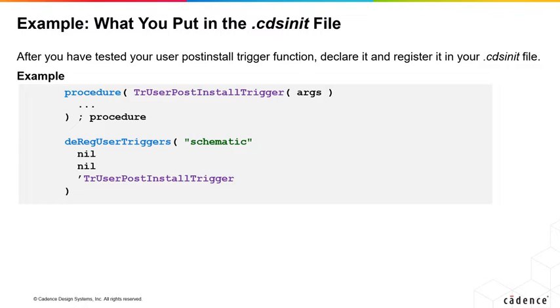So first of all, you'll put in the CDS init your definition of your post-install trigger as listed here, and then you'll register it for the particular view type that you want it to affect. So that's what you would then add to your .cds init file.